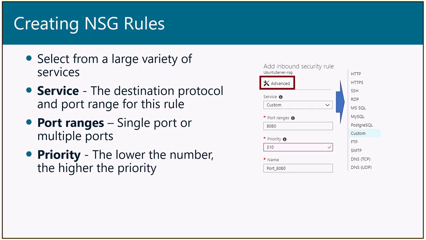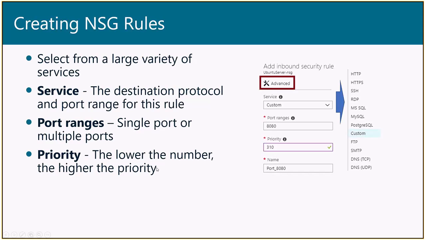And we can create the security rules, which we'll do some today. We have the service. We need to tell it the destination, protocol, and port range for this rule. We have to say the destination: are we connecting to a database? Are we connecting to SMTP? FTP? Any of these services. You also have to know the port range, a single port or multiple ports. Port 8080 is one example. Regular internet without security is port 80, right?